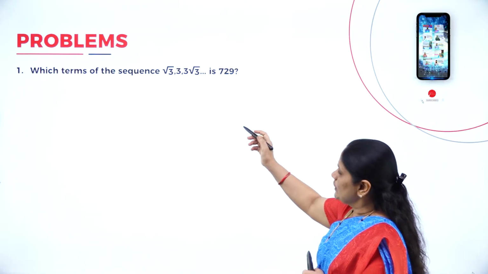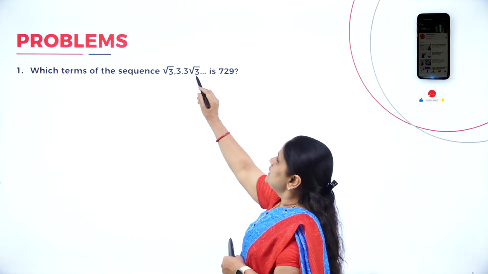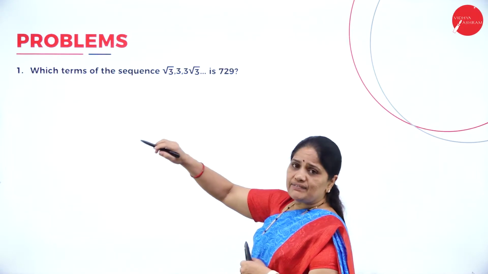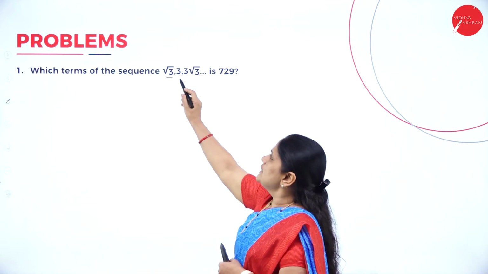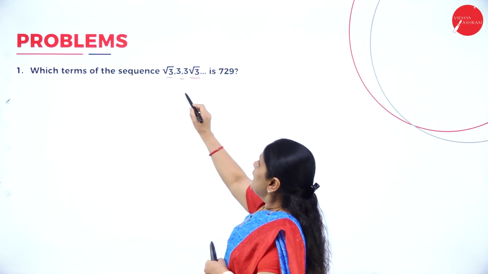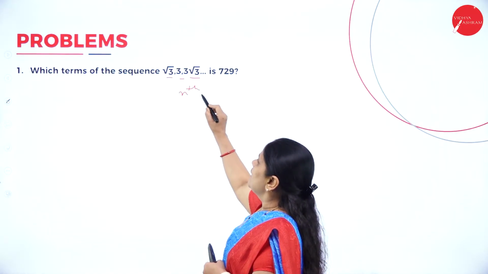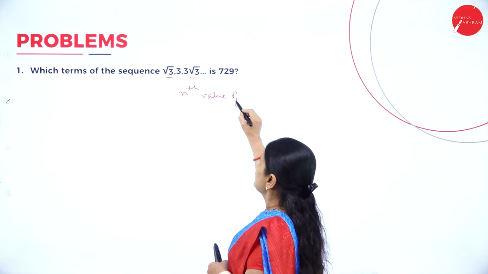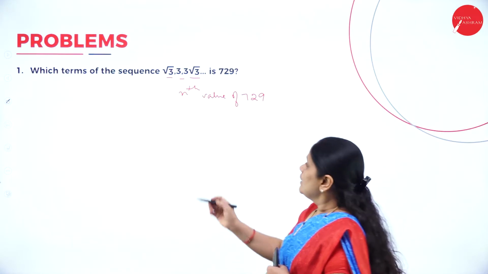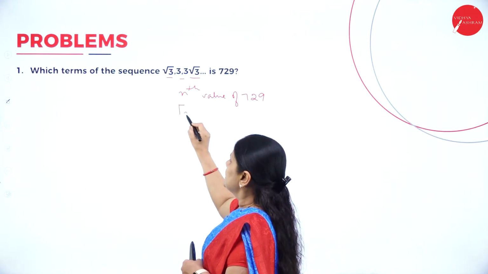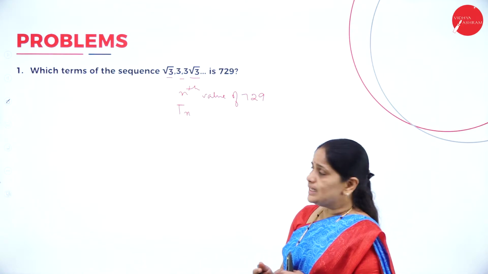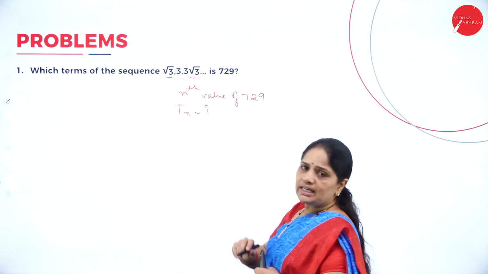Which term of the sequence root 3, 3, 3 root 3 is 729? Now the given GP is root 3, 3, 3 root 3. Now we have to find the nth term whose value is 729. So we have to find what is Tn.